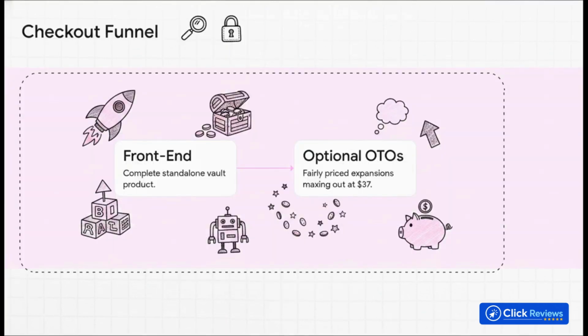Now, let's talk about the checkout process. Because, let's face it, the digital product space is kind of notorious for incredibly aggressive upselling. But here, it's pretty transparent. The front-end product is the complete standalone vault. Then there are a few optional one-time offers, or OTOs, which are actually fairly priced expansions that max out at just $37. So it's a very refreshing, relatively low-pressure funnel.